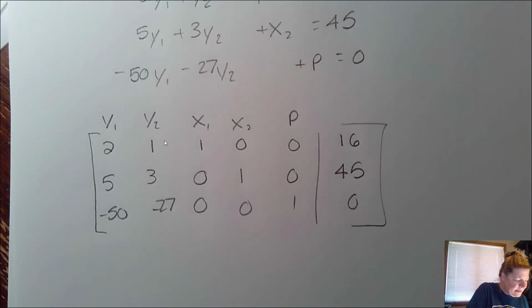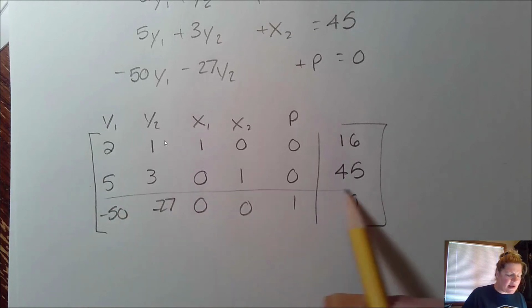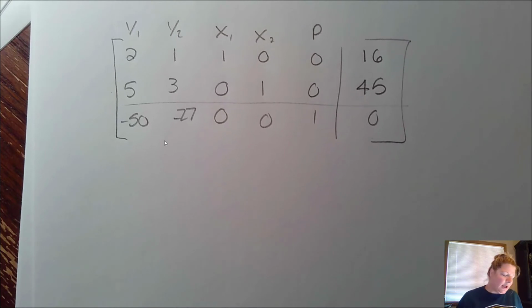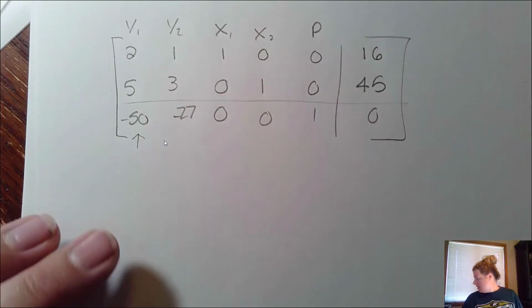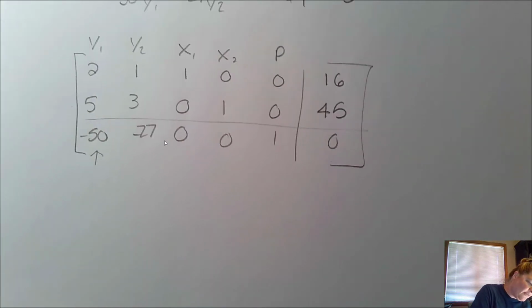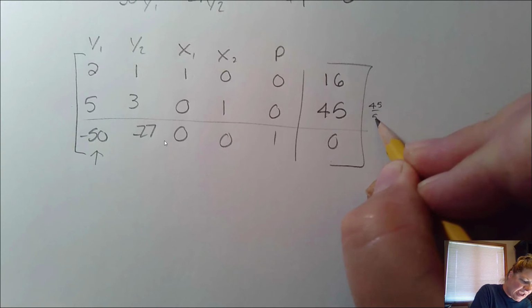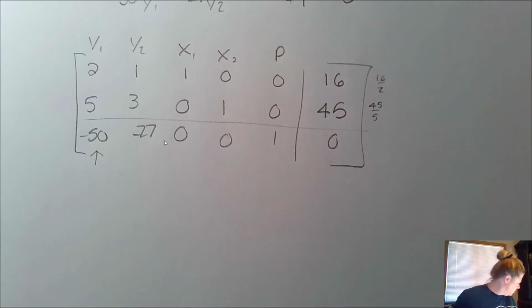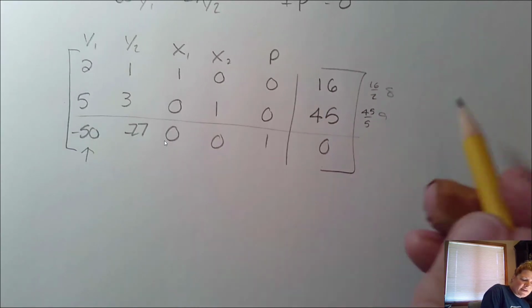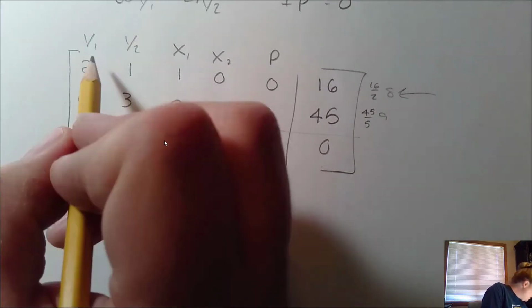Now, they like to use a straight line across the bottom to help you remember that it's a dual problem and the answer is different instead of the dotted. Okay, so where are we going to start? Well, we always start with the most negative. Okay, so our most negative is negative 50. So then we're going to look at 45 divided by 5 and 16 divided by 2. Okay, so 45 divided by 5 is 9, 16 divided by 2 is 8. So we want to go with this row here. That makes this one here our pivot.